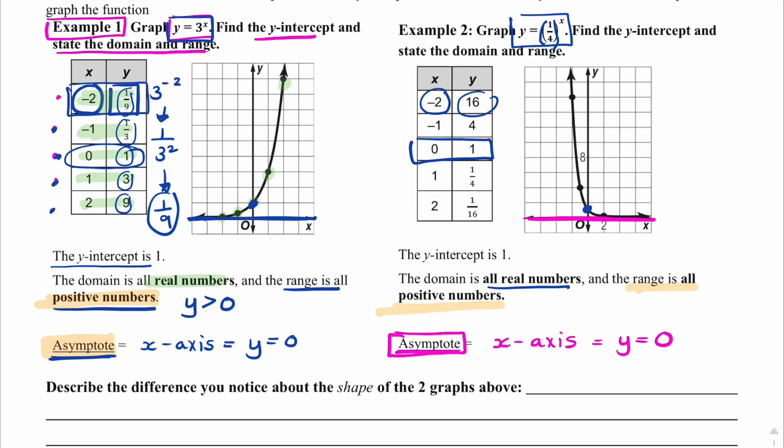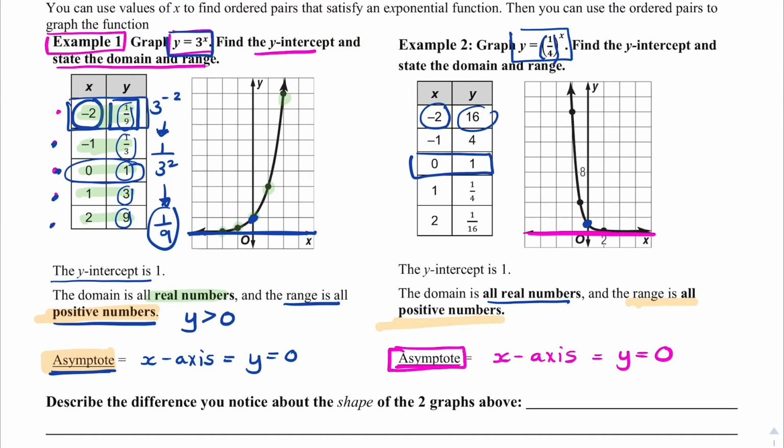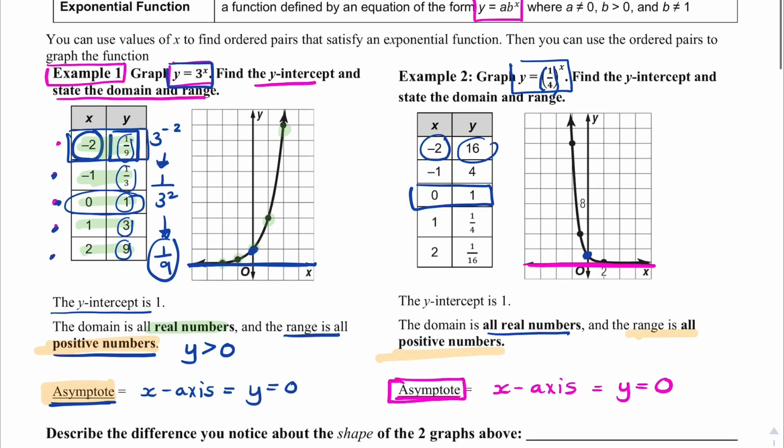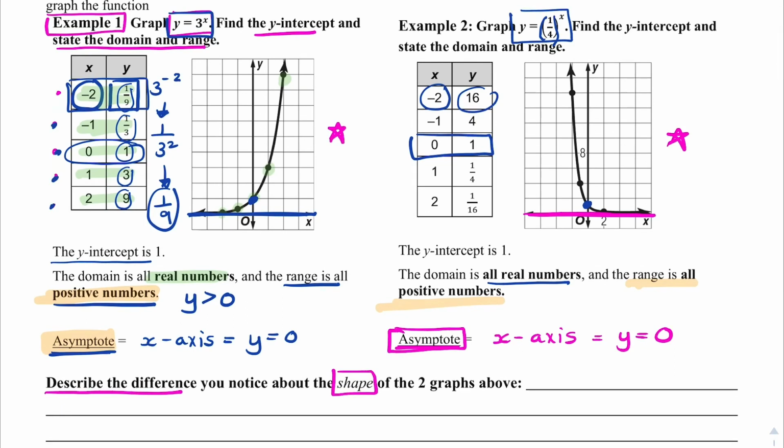One last important thing before you get into practicing some of your own is for us to have a look at the difference between the two graphs in example 1 and example 2. Just take a few seconds to have a close look at the one on the left and this one here on the right. So the sentence below asks you to describe the difference that you notice about the shape of the two graphs above. So the difference in the shape between those graphs is that if you look at example number 1, or the graph on the left-hand side, it is an increasing function.